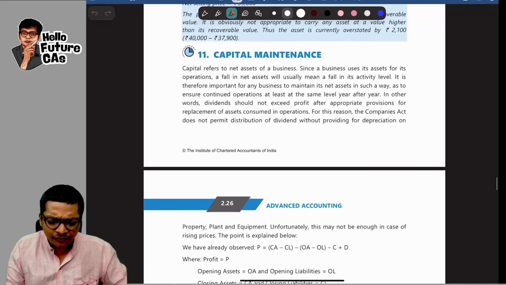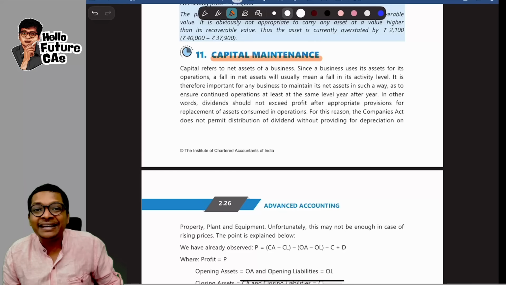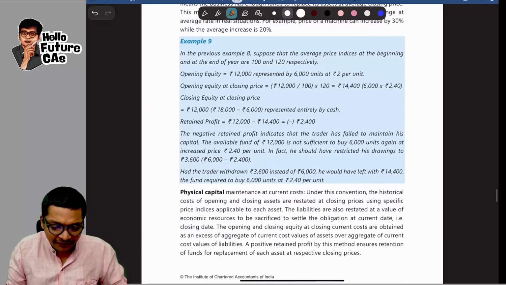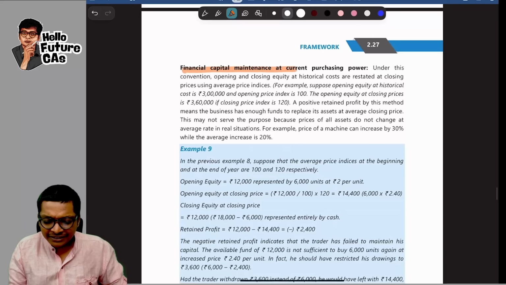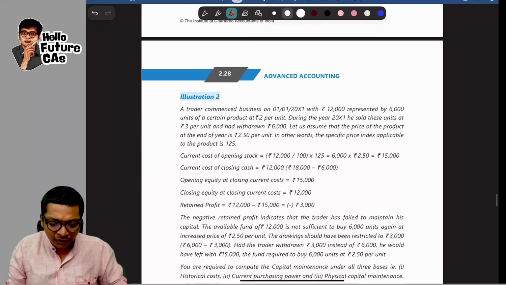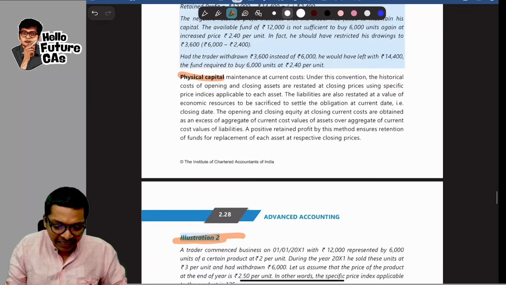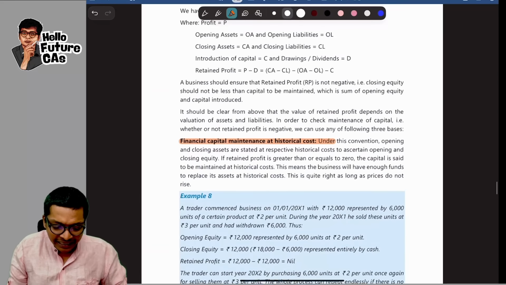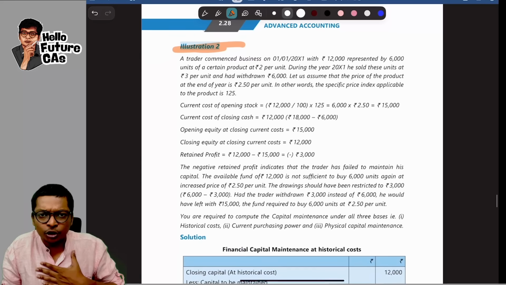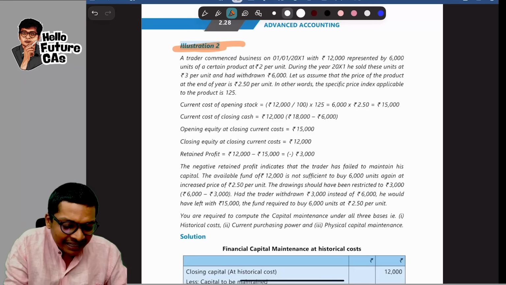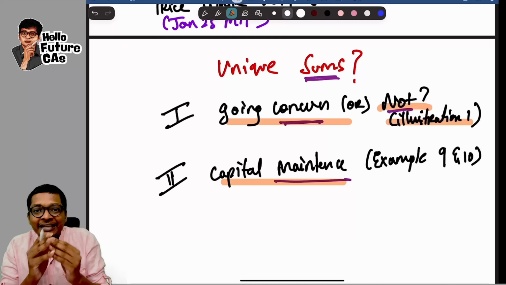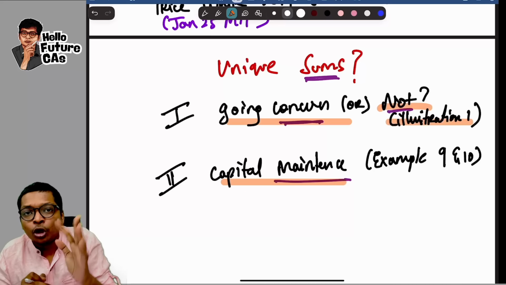The other one is a concept called capital maintenance, which is there in your foundation also. Financial capital maintenance at historic level, financial capital maintenance at current purchasing power, physical capital. These are the things, and you have two illustrations. Illustration 2 is there, and we have example 9 and example 8. So example 8, example 9 and illustration 2. Now, in this capital maintenance, they have never tested in the past. So you can read this. If you have already read this, go read this.